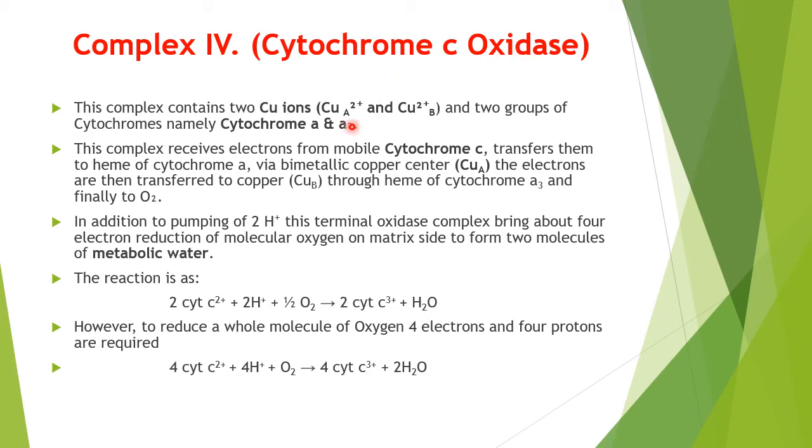Now there is a fourth complex, which is also called cytochrome C oxidase, a terminal complex. This complex contains copper ions in two states, A and B, and two groups of cytochromes, namely cytochrome a and a3. This complex receives electrons from mobile cytochrome C, as we have mentioned already, and transfers them to the heme of cytochrome a. We have a bimetallic copper center, copper A. The electrons are then transferred to copper B through the heme of cytochrome a3 and finally to oxygen.